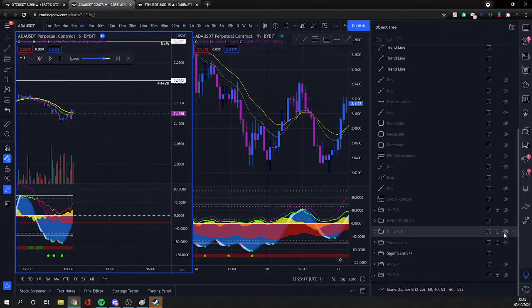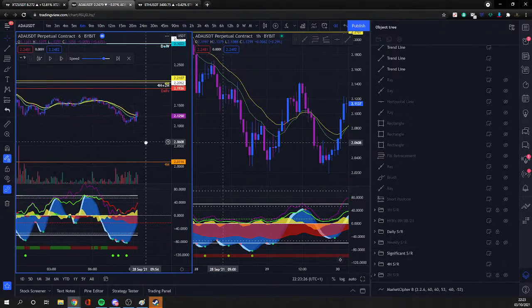Significant daily, weekly. I don't think it was weekly, it's 4 hour. Right.